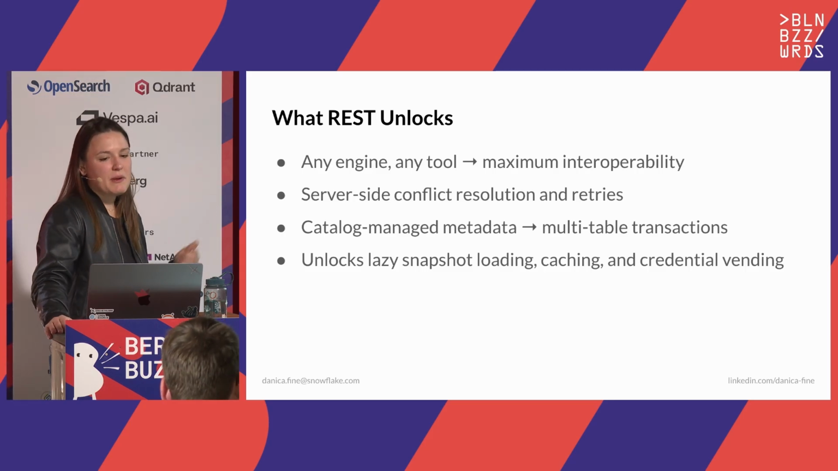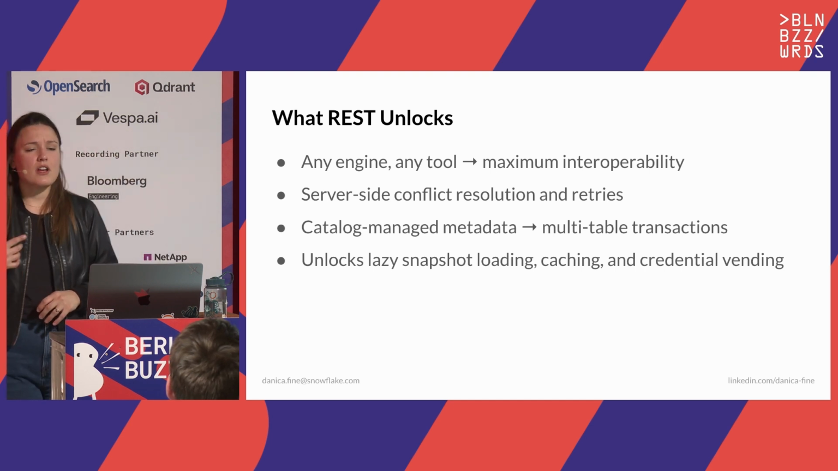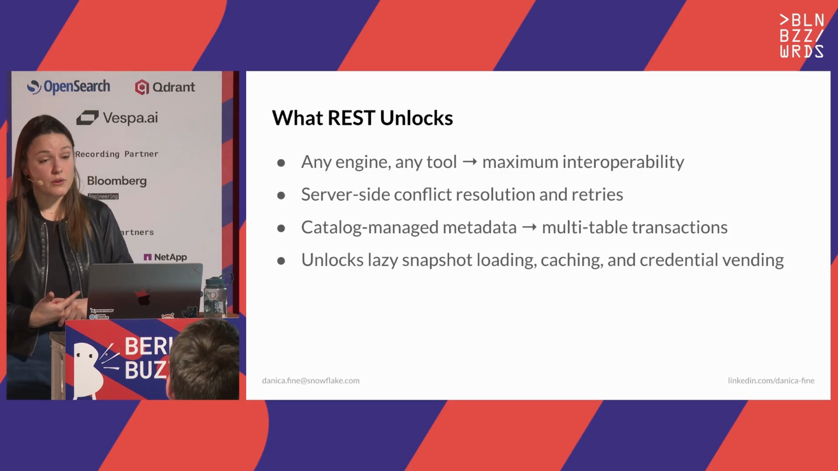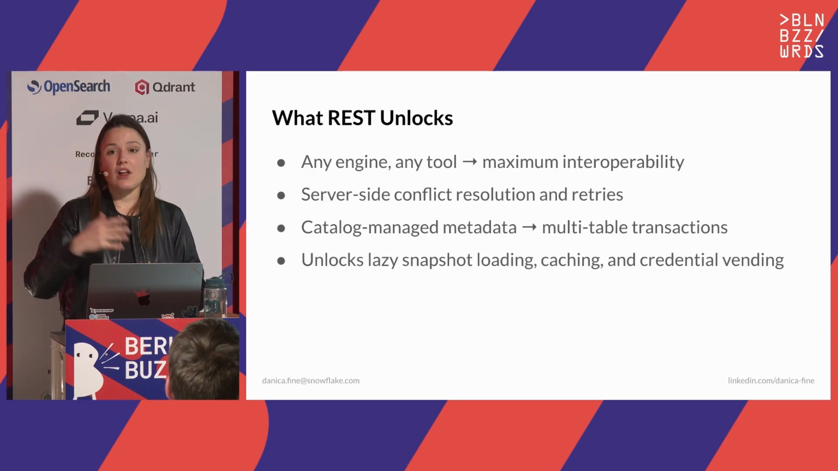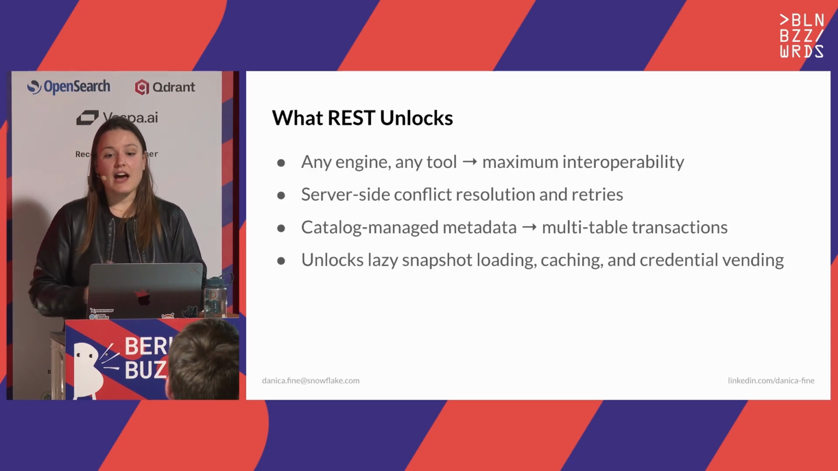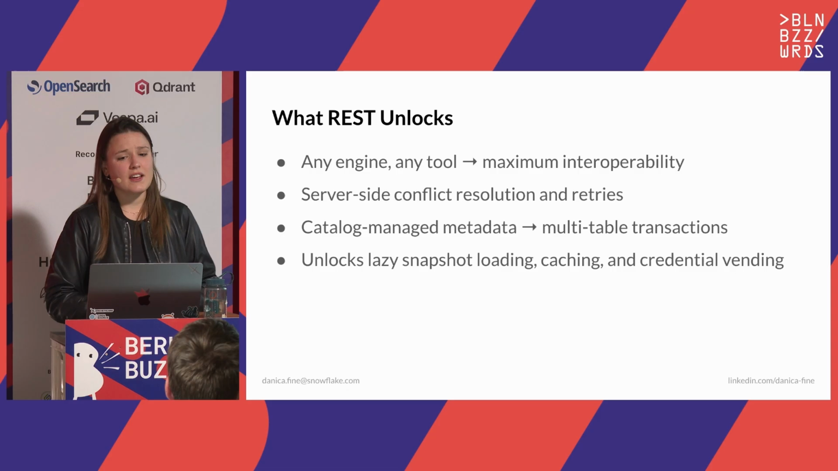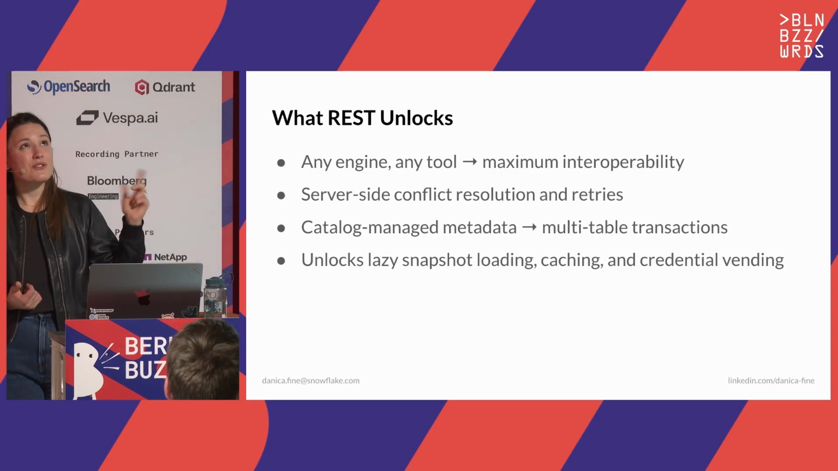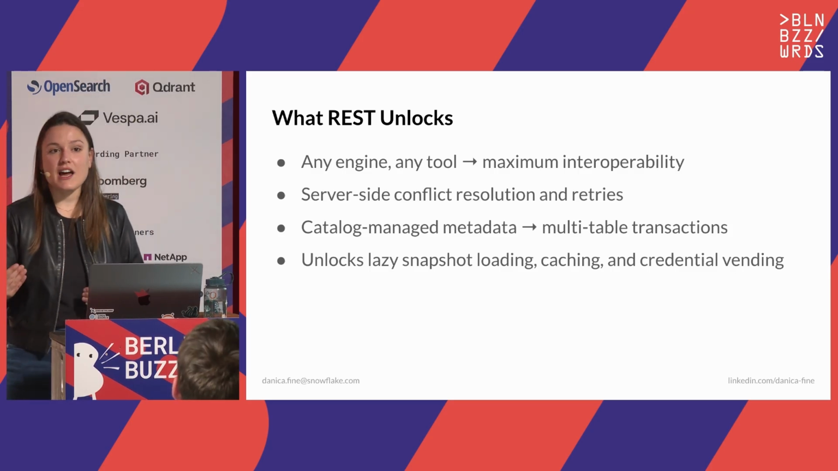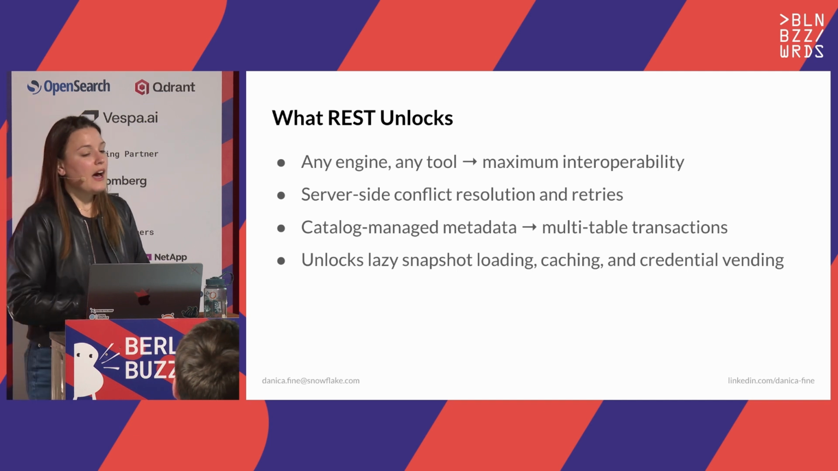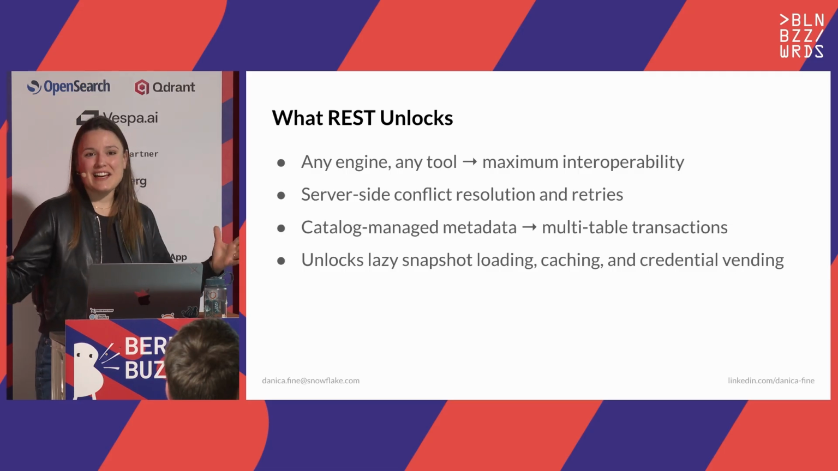But for some of the benefits that we actually get from here, so server-side conflict resolution, this means that your clients don't actually have to handle commit retries. The catalog instead can take care of it for them. Having it all centralized on the metadata side unlocks things like multi-table transactions, where you can atomically update all of those at once. We also get lazy snapshot loading, caching, and temporary storage credential vending, where engines never actually need direct access to your buckets. We're just going to let the catalog manage doling those out. So yeah, there's a lot of cool things that we get with the REST catalog spec just by laying it out and defining what this looks like.